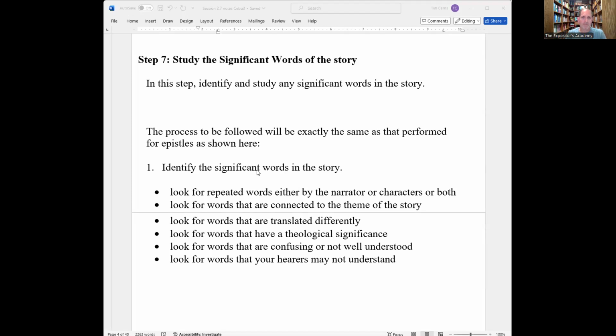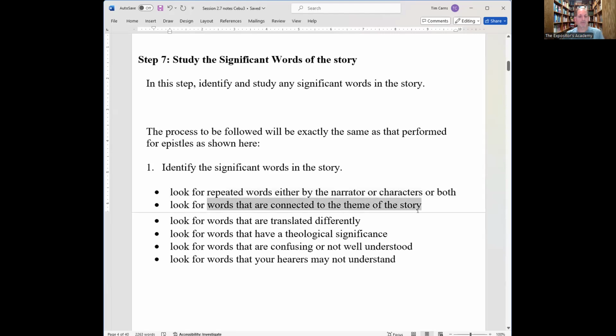Understanding the meaning of a particular word can also help us in illustrating perhaps a point in the passage. But to identify significant words, there are a few principles that we discussed in Module 1, and that is look for any repeated words by either the narrator or the character. Usually a repeated word is an indication by the author it's an important word. For example, in John chapter 4, the word sent is repeated several times, and it really connects to the focus of the passage. But look for those words that are repeated.